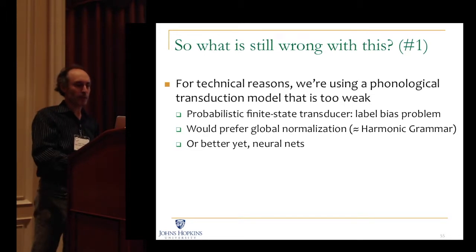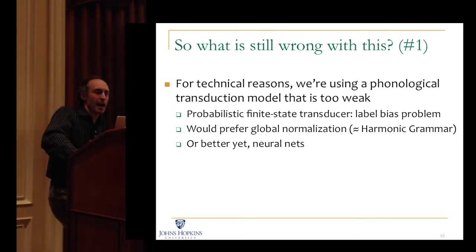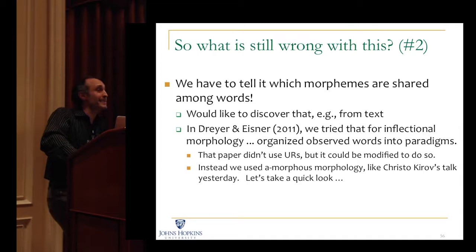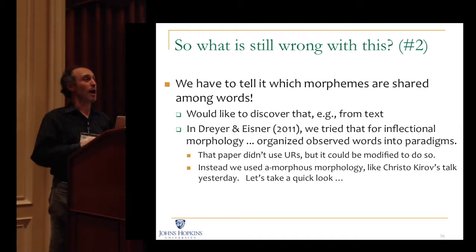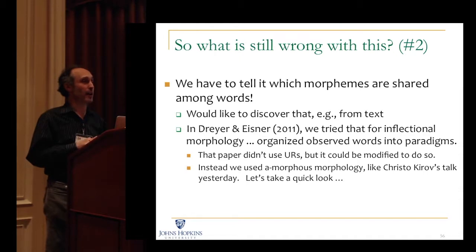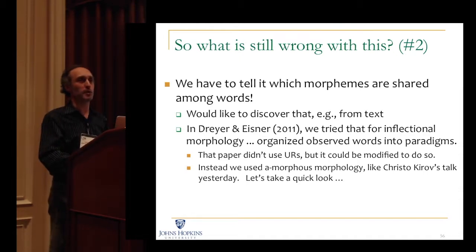The second issue is that we still have to tell it which morphemes are shared among words. We'd like to discover that, for example, from text. So we actually did try this in 2011 for inflectional morphology, where we weren't told which word tokens or types were in the same paradigm. We had to organize observed words into paradigms.